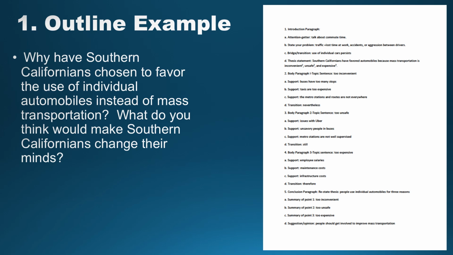If you were presented with the prompt, "Why have Southern Californians chosen to favor the use of individual automobiles instead of mass transportation? What do you think would make Southern Californians change their minds?" How would you begin this outlining? Make sure you use the handouts provided as supplemental material to help you with this outlining. Remember to spend no more than 5 to 7 minutes on this task.